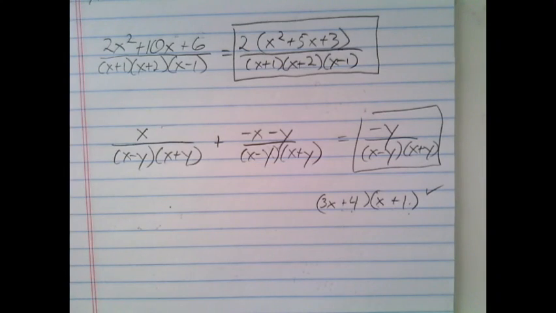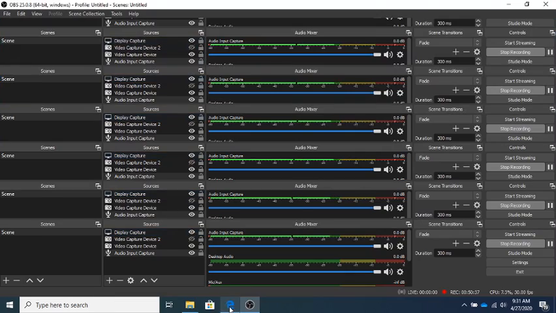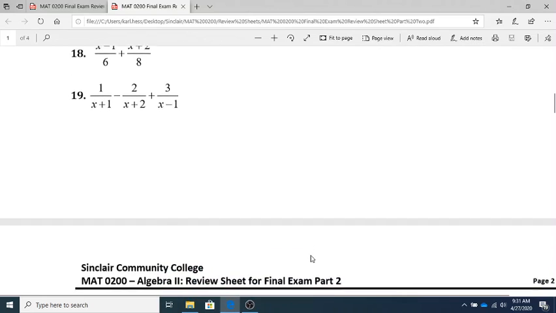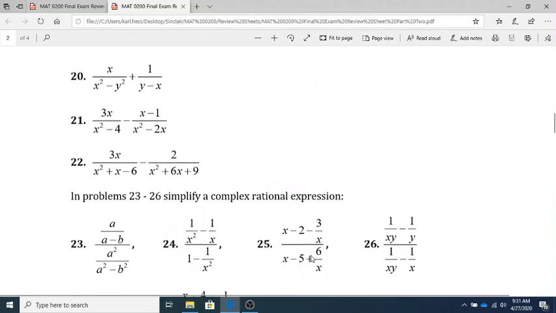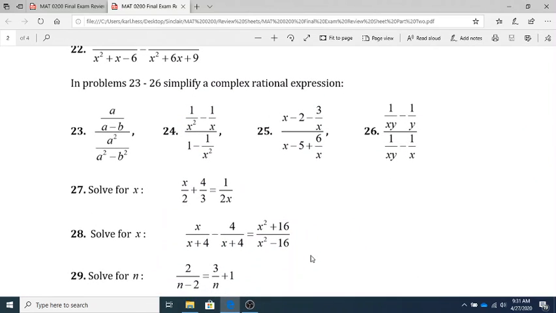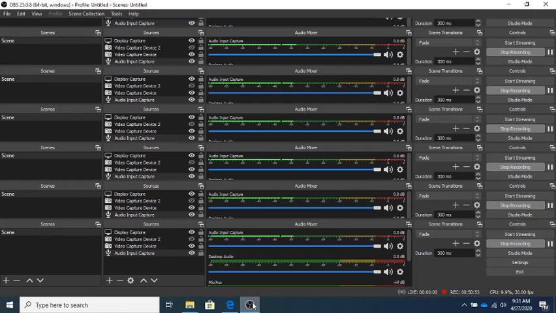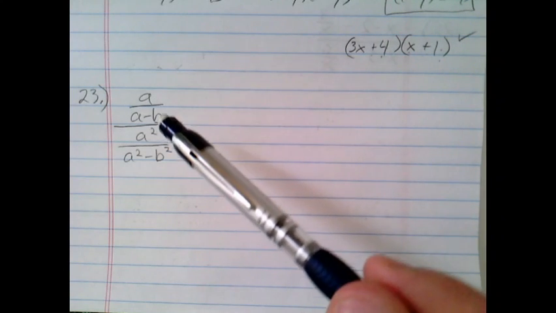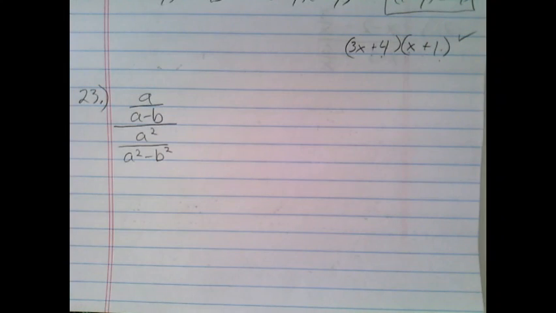Alright, well, that ends that set of problems, so let's go back and see what's next on the review sheet. We got up through problem 22. Now, in problems 23 through 26, we're going to simplify complex rational expressions. When we say complex rational expression, we just mean a fraction that's got fractions within it.